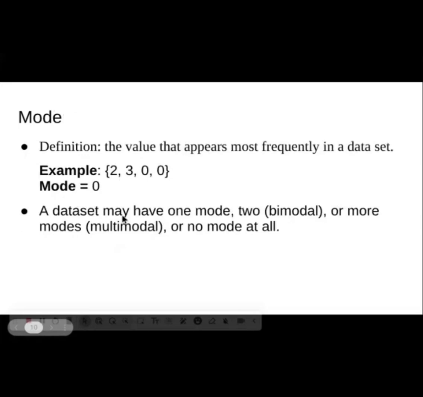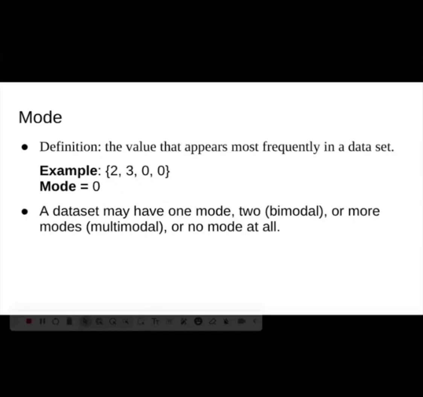The mode is the value that appears most frequently in the data set. In this same example, 0 appears twice, more than any other value, so the mode is 0. The data set could have one mode, it could have two modes, or it could not have any modes if they all appear equally. If it has two modes, it's called bimodal, and if it has, in general, more than one mode, it's called multimodal.